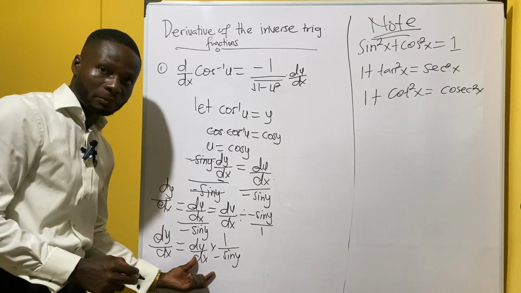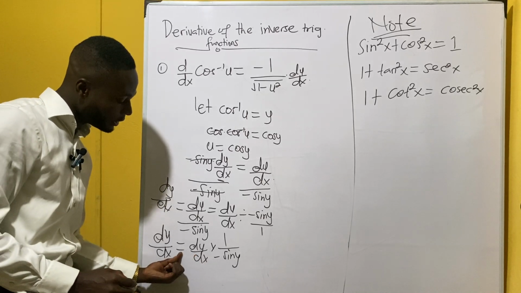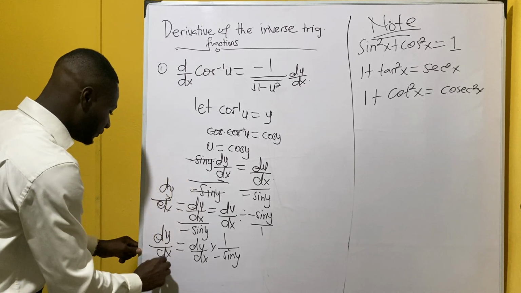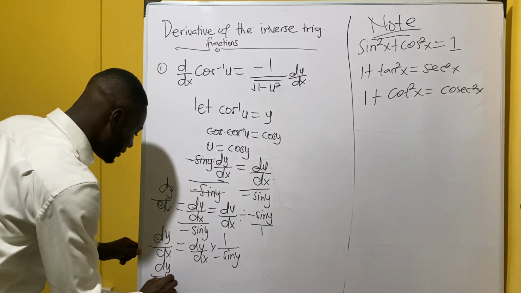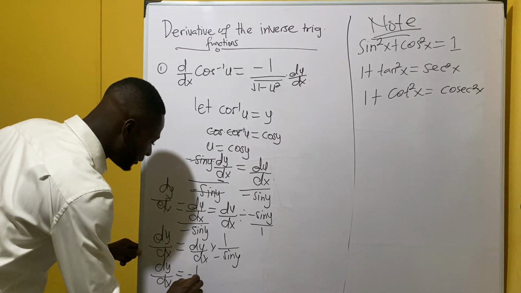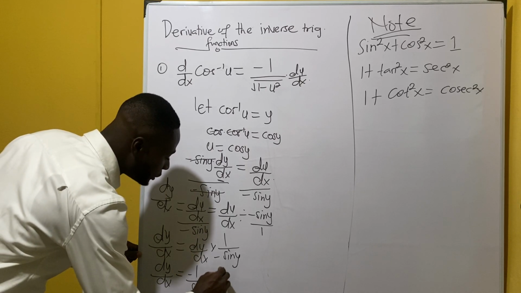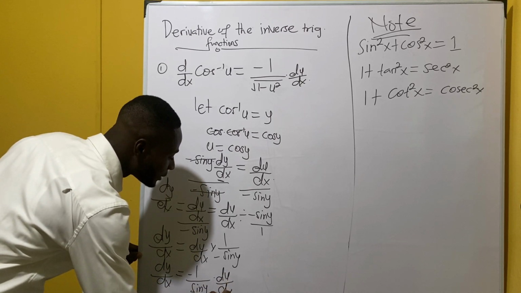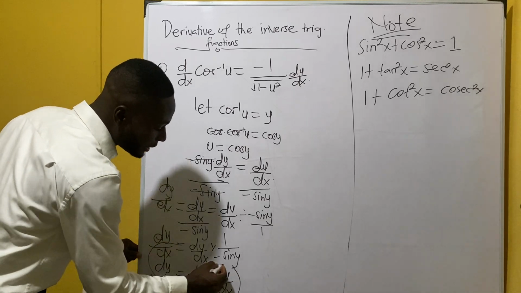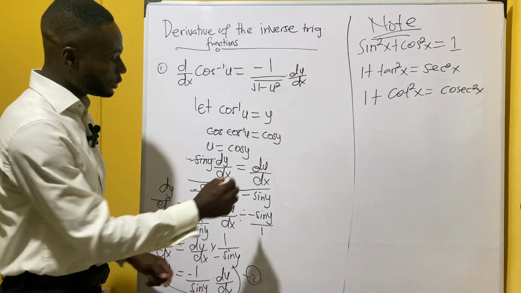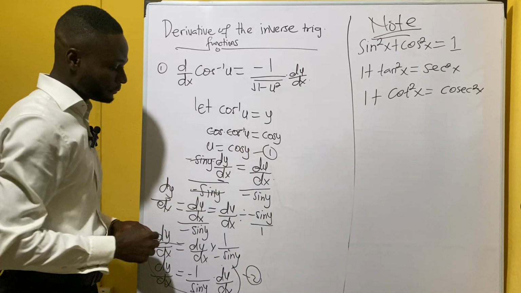So let's do proper presentation here. We send this here and bring this here, right? So we can say that we have dy over dx equals negative 1 over sine y times du over dx, right? Now let's maintain this here, call it equation 2, and call this equation 1, right?